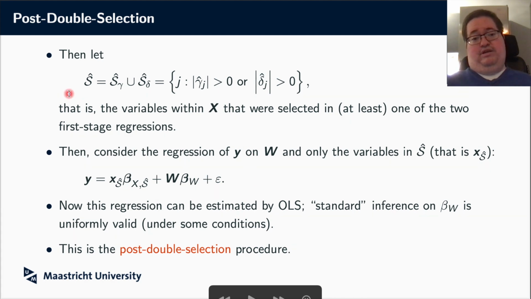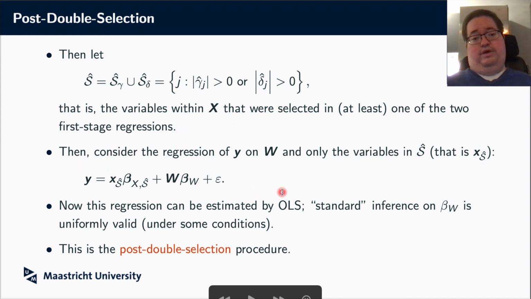Now the second step is actually very easy. The only thing we have to do is take the union of the variables that were selected in our two regressions, call that S hat, and then we do a final regression of y on w and on the selected variables in x. Right, so we count which of the variables were selected in at least one of these initial regressions, collect those and put them in your final regression.